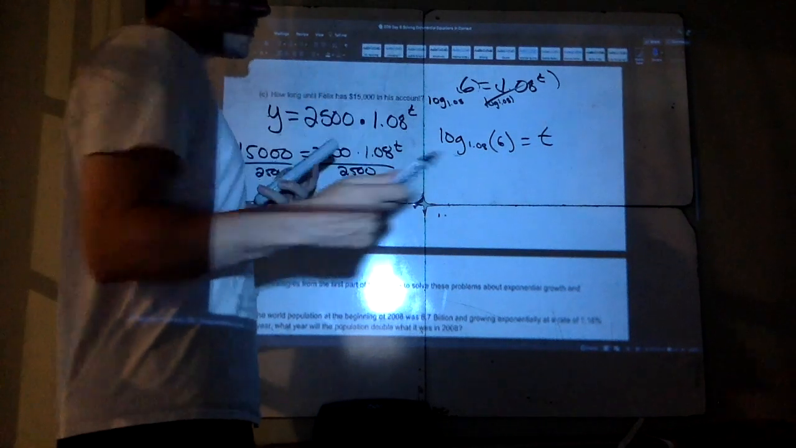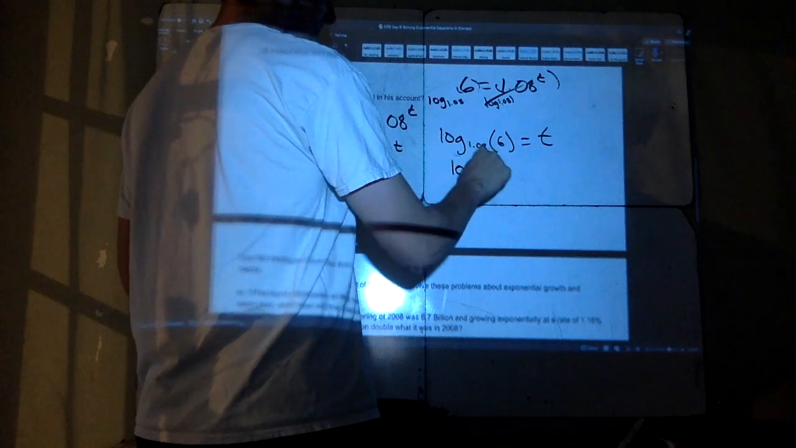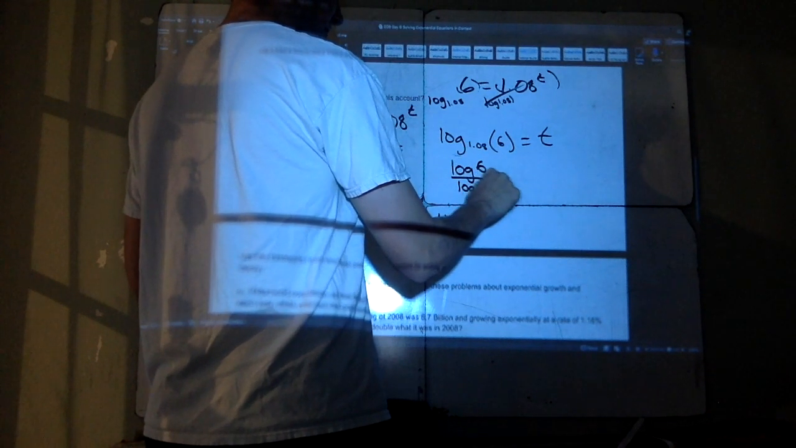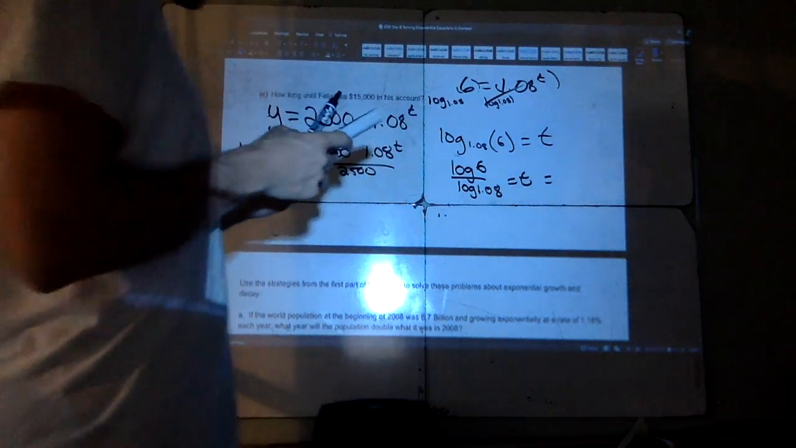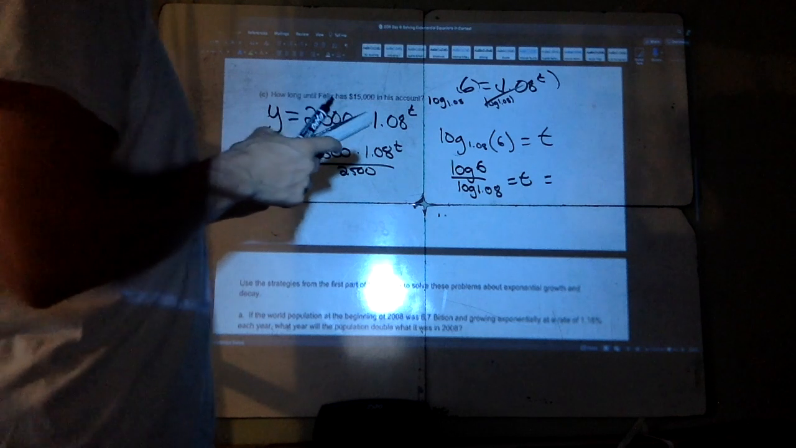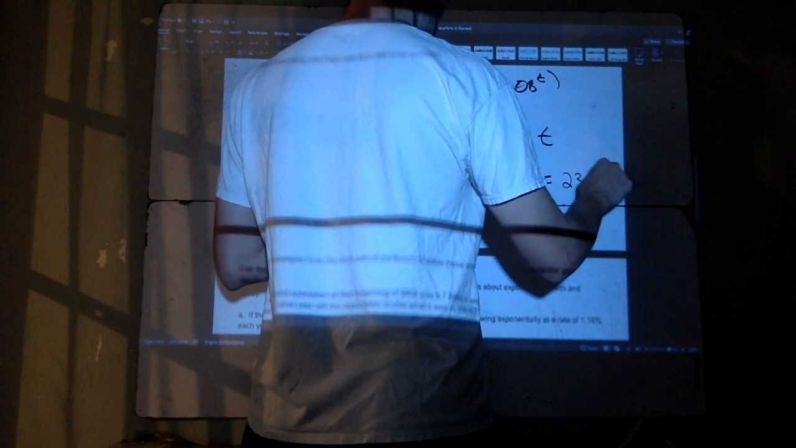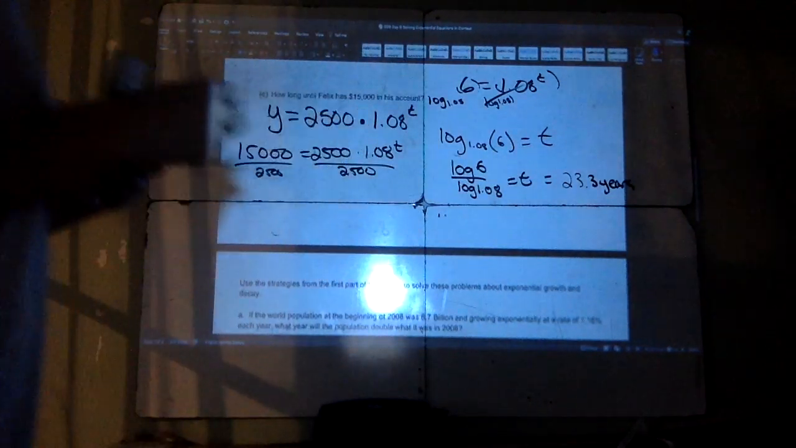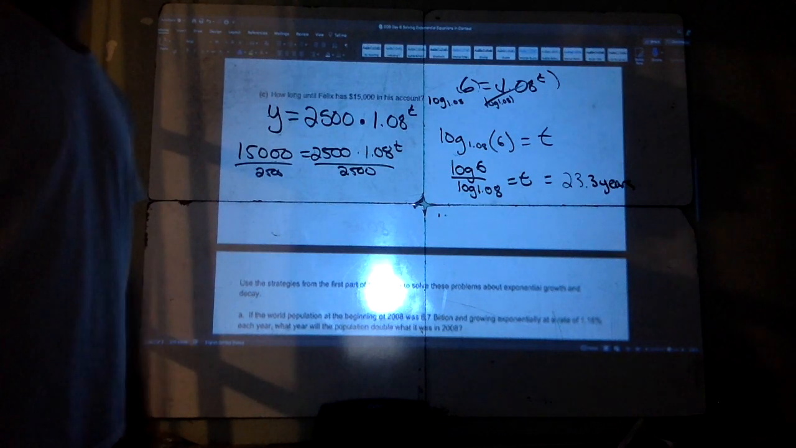And our approximation is going to be log of 6 divided by log 1.08, which gets us 23.3 years. So in about 23 years, that 2,500 will be $15,000.